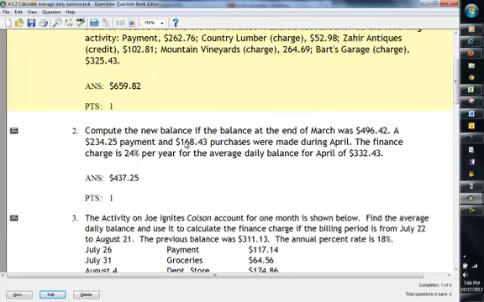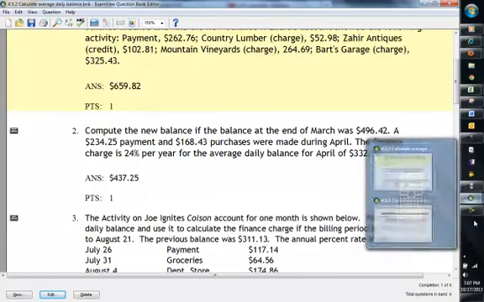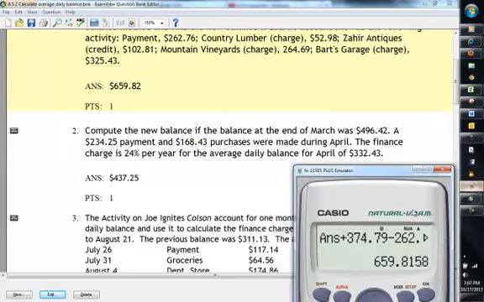Compute the new balance if the balance at the end of March was $496.42. $134.25 payment was made. $168.43 purchases were made during April. The finance charge is average daily balance of $332.43. Once again, you just need your calculator.